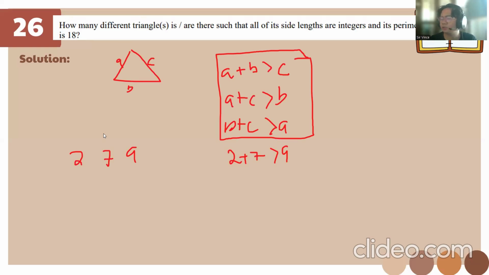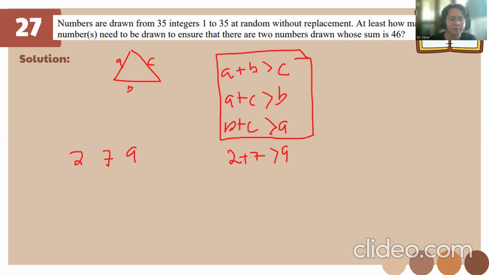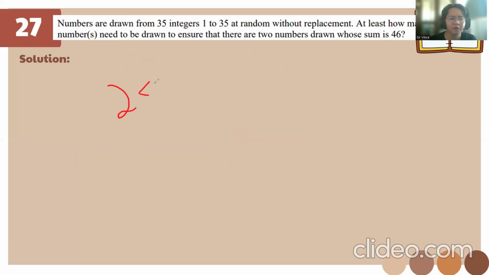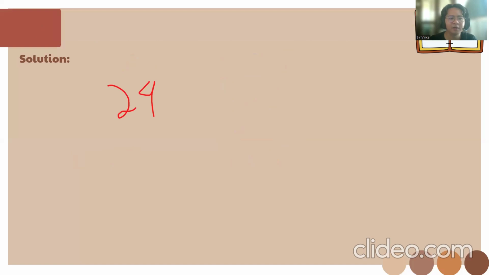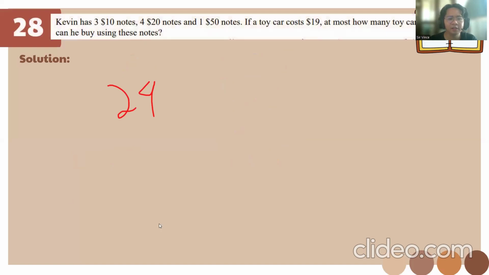Sorry, because we are running out of time. It's already timed up. I'm just catering the question now. So 27 should have the answer of 24 for who was asking. The answer here is 24. And number 28, the answer is 8. 27, then 28 is 8 rather.